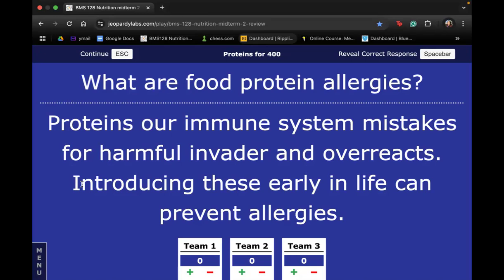My bad. No, but those are good examples of it, and it's good to know, especially if you work in the food system. But what they are specifically is that our immune systems have a reaction and overreact, even though it really doesn't do anything. Introducing these early in life can prevent allergies, and that's why a lot of parents feed it to their kids at 6 months.